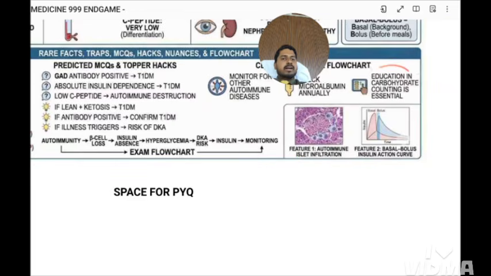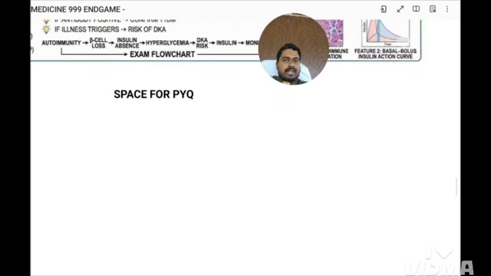Okay, and the main thing is patient education. So this is autoimmune islet infiltration, and this is the basal bolus regimen that we give. We had discussed all this under type 2 diabetes mellitus earlier on. Okay, so it is mandatory that along with whatever endocrine you have studied, you go back and solve the diabetes mellitus QBank module.